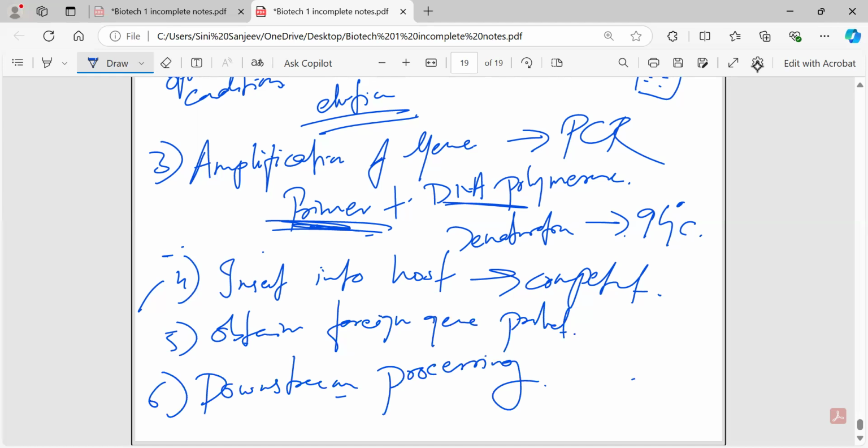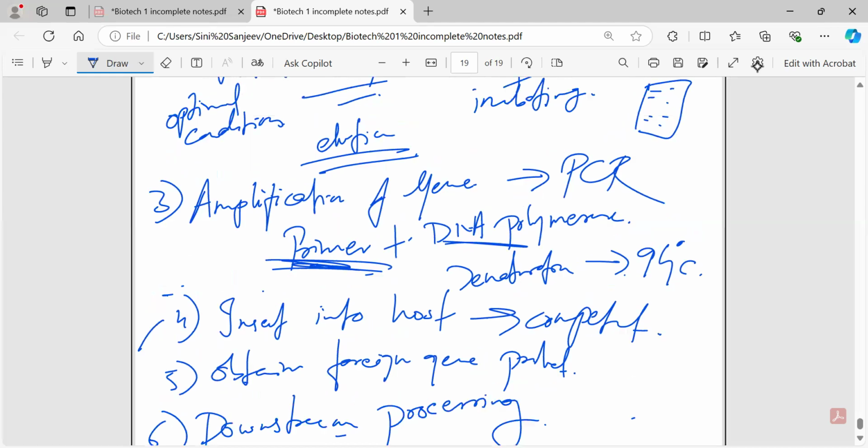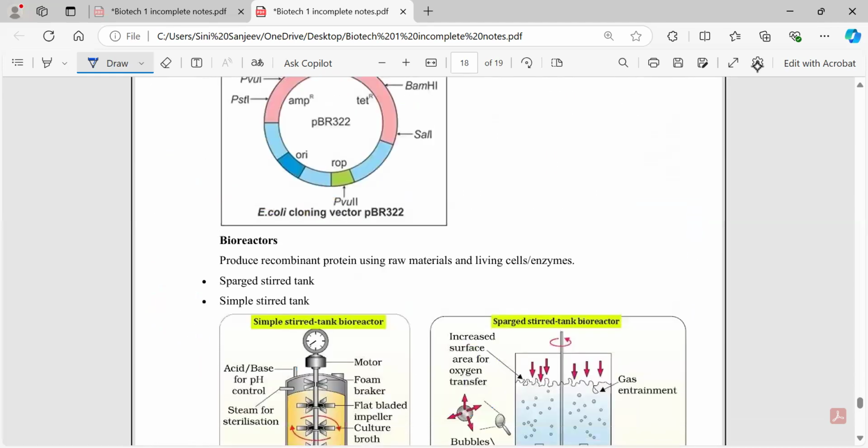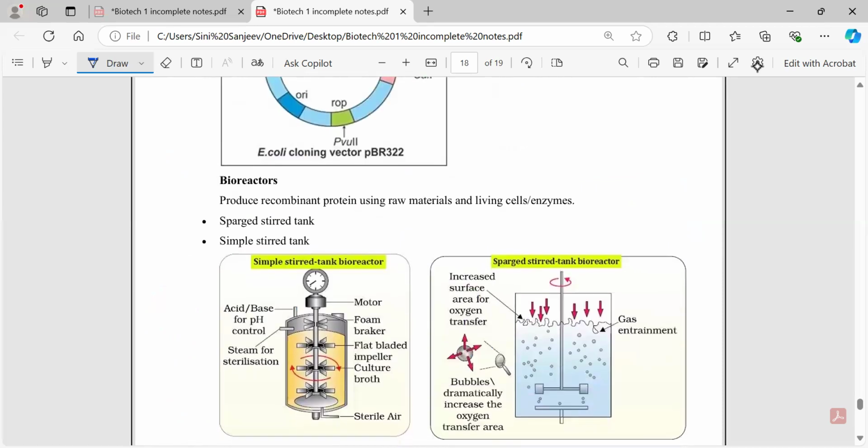Okay, so this is a very important part, which is nothing but the downstream processing. So downstream processing means usually what? It's the separation of your purified product. So whatever purified DNA you have taken, you're going to let it go under downstream processing.